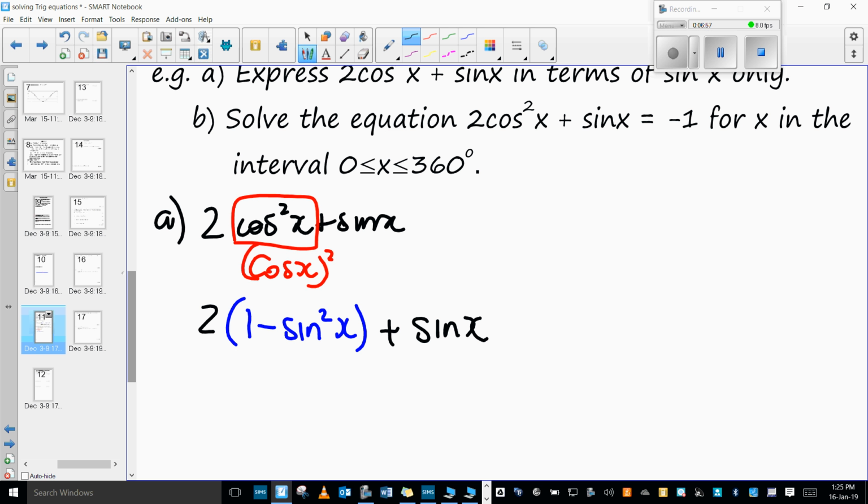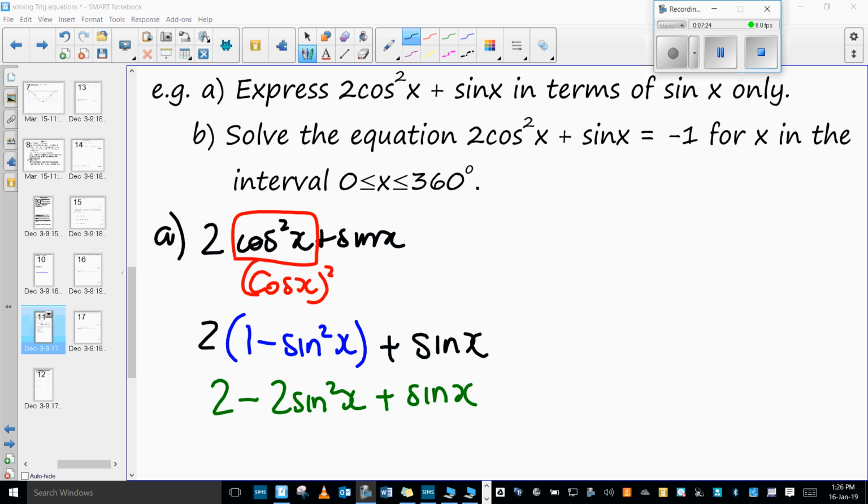So it doesn't look nice, so what I'm going to do is expand it out. Okay? So I'm going to expand this out, and I'm going to get what? Don't rush. 2 minus 2 sin squared x and the rest. Thank you.